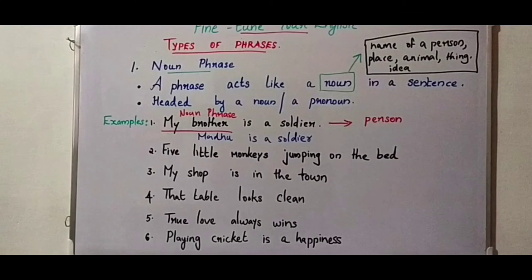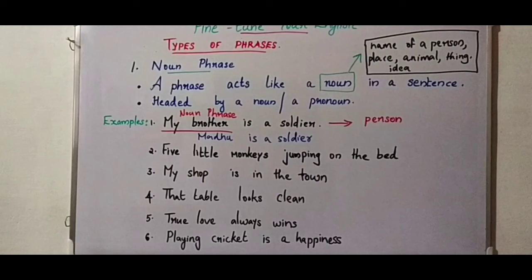That's a sentence given here. You can see a combination of a pronoun and a noun. My brother. That is a noun phrase in the sentence. And it acts as name of a person, my brother. You can substitute this my brother with a name.